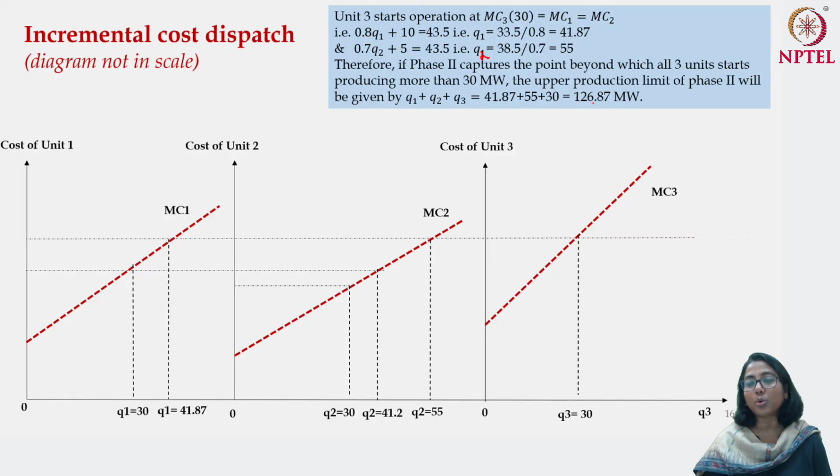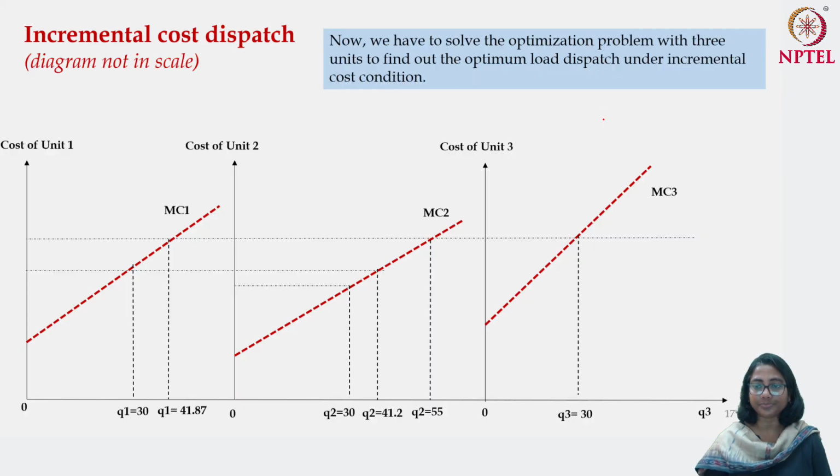Had your total demand been 100 megawatt, then you would have seen that you don't need to use the third one beyond 30 megawatt. Only the first and second one can go beyond 30 megawatt and they can produce. However, since the total demand is greater than 126.87, all the three plants have to run optimally.